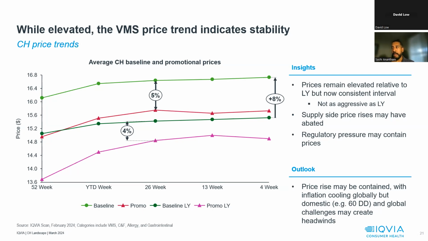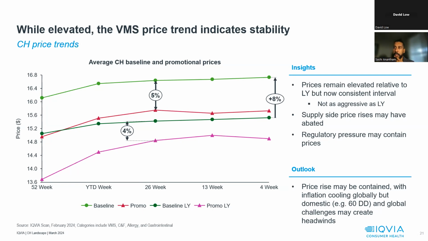You can see the baseline or shelf prices for categories that are included here are vitamins, cold and flu, allergy, and your gastrointestinal categories, aggregated and then averaged out. And you see that the baseline price for these categories in the last year or so have been relatively stable. We don't see that upward trajectory.